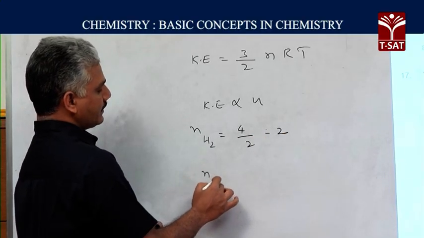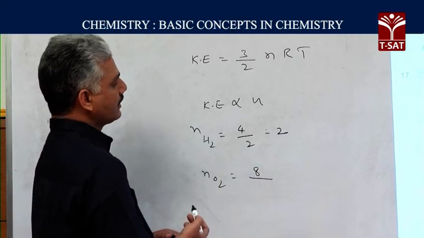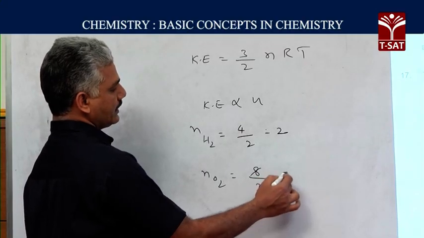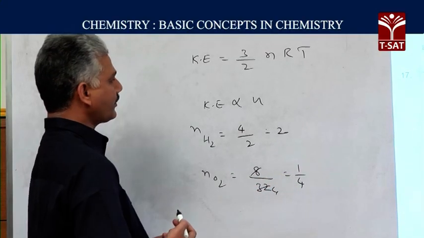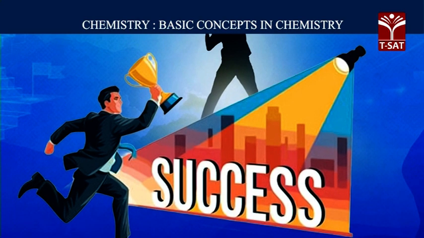Number of moles of oxygen, 8 grams is the given weight. Oxygen molecular weight is 32. So, it comes out to 1/4. Value comes out to 8:1. So, for 16th problem, the correct option is D, 8:1.